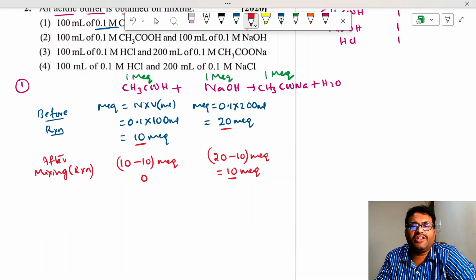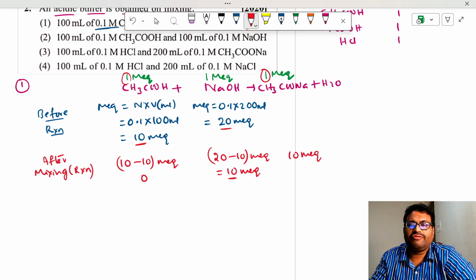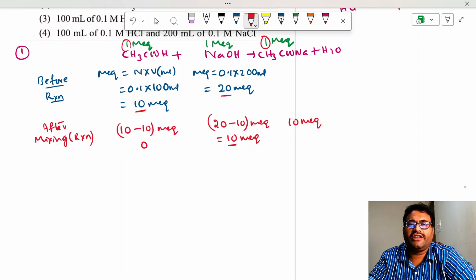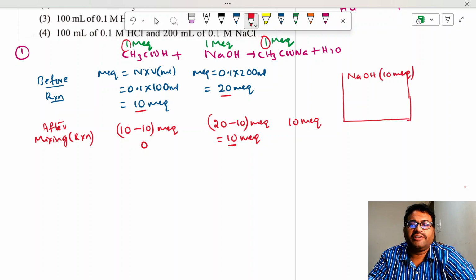After reaction, what is remaining in the container? NaOH is remaining, right? Now 10 is reacted, so 10 milliequivalents of salt will be formed. So how many milliequivalents of sodium acetate are formed? 10 milliequivalents of sodium acetate are formed. So what is there in the container now? In the reaction container, you will find a mixture: NaOH is remaining, 10 milliequivalents, and sodium acetate, CH3COONa, how many milliequivalents?